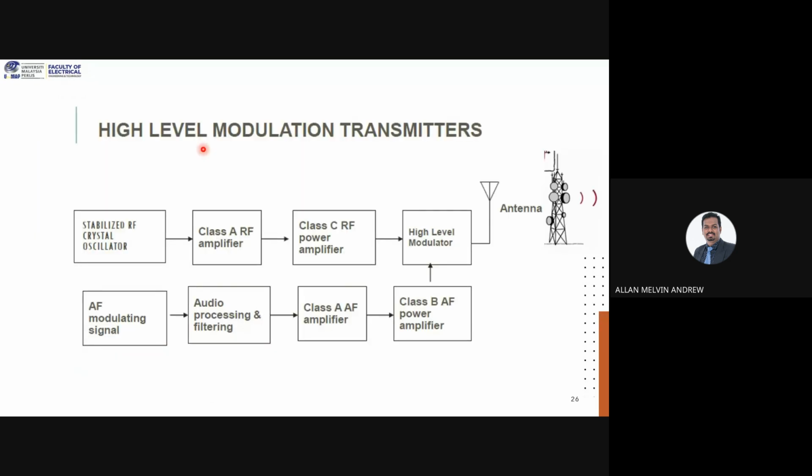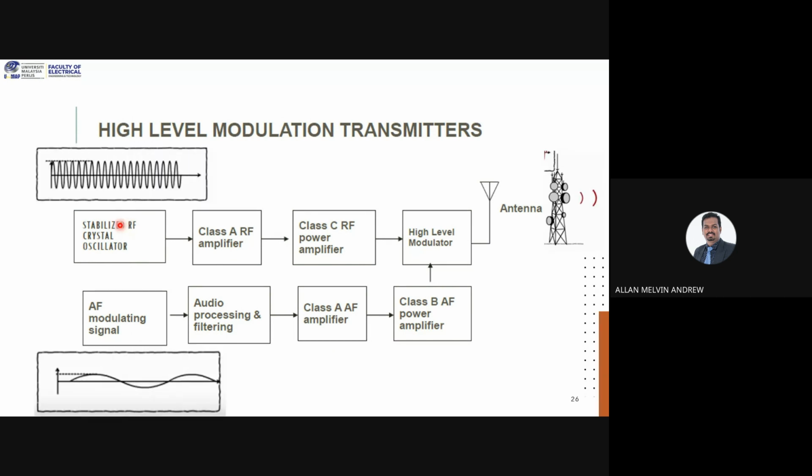Okay, so earlier we have discussed the low level modulation transmitters. So now high level modulation transmitters. So we can see more blocks are involved. So it starts with, okay, maybe I just open all the pictures. Okay, so you can see it is stabilized by RF crystal oscillators. The crystal oscillator will generate the carrier frequency. Then the carrier frequency will have amplification.